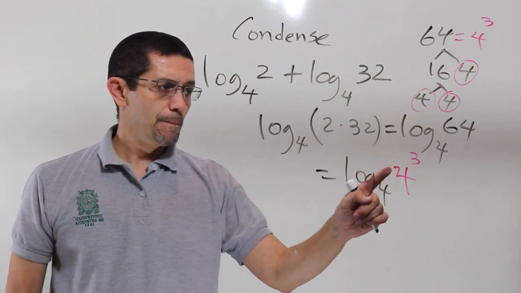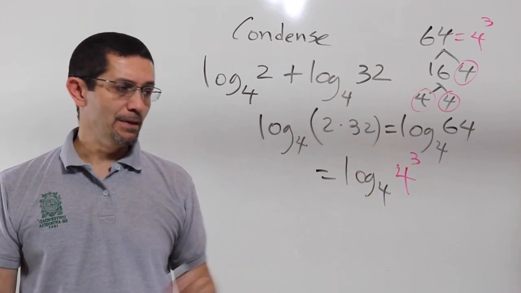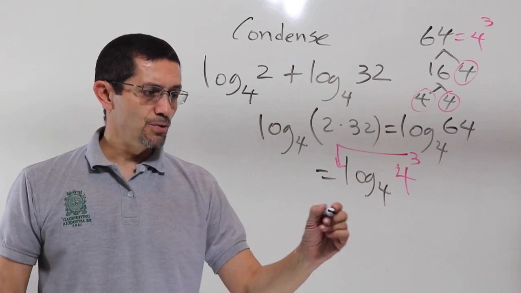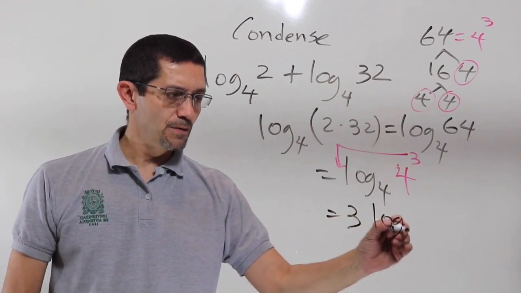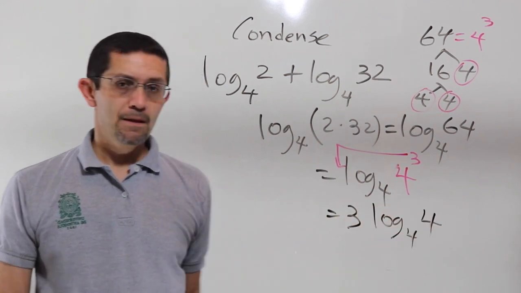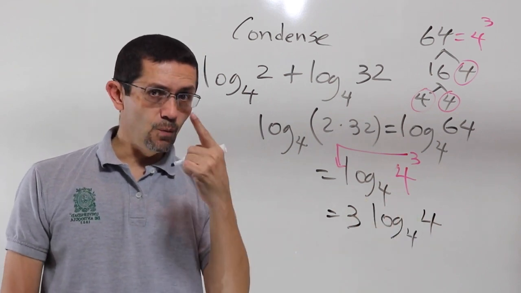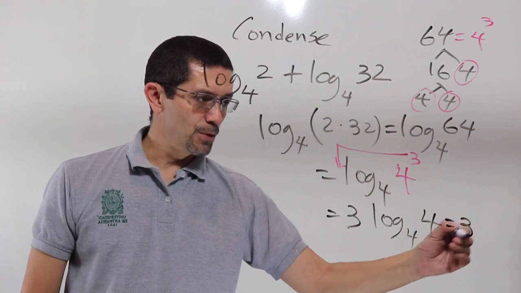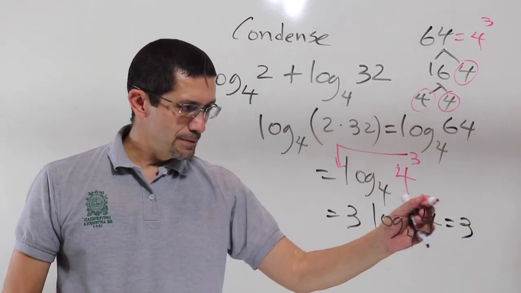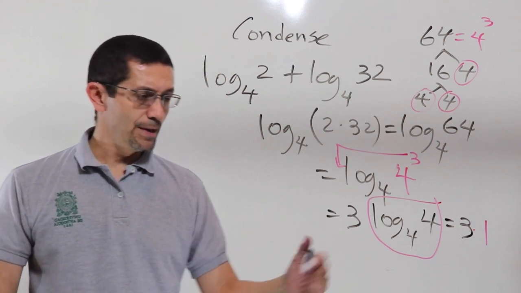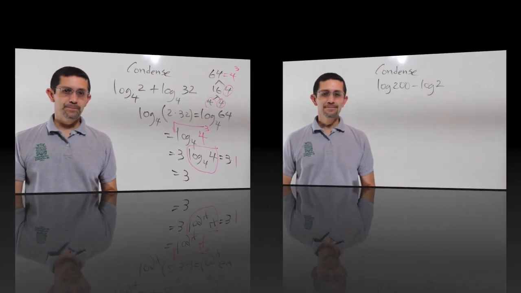Okay? Using the power property, that 3 is an exponent, comes here. So I have 3 log base 4 of 4. If my base and my argument are equal, then this turns into 1. Therefore, I have 3, and this turns into 1. My final answer, 3.